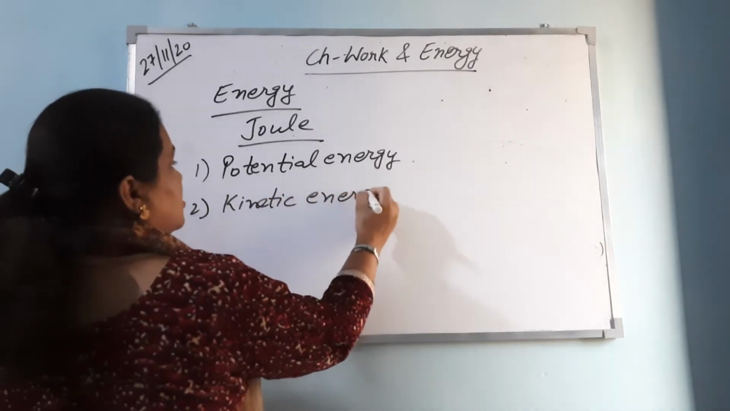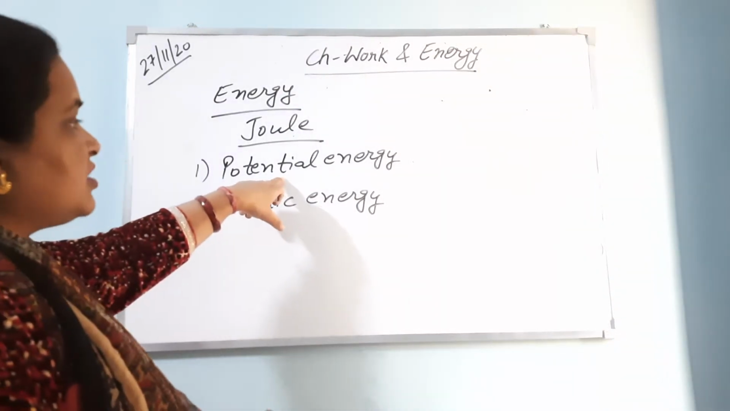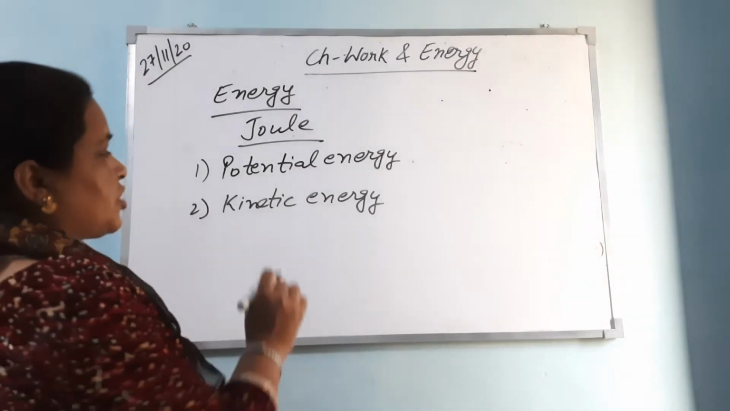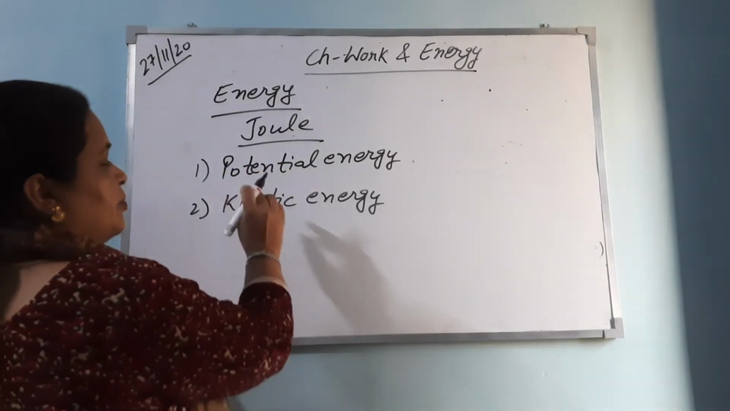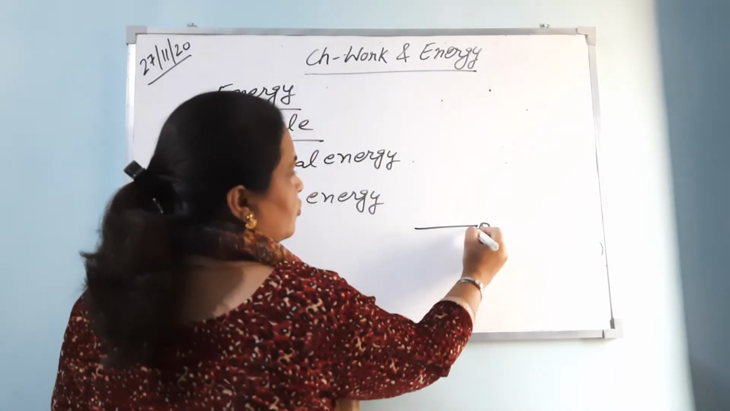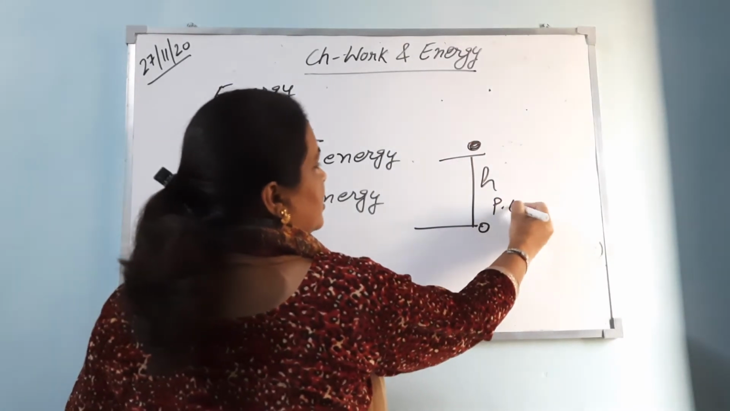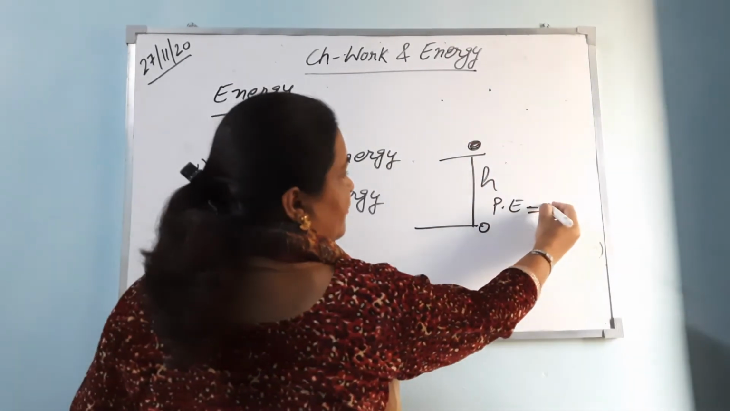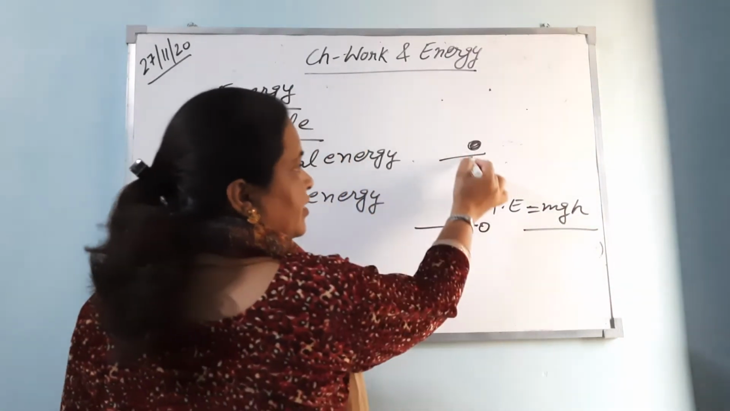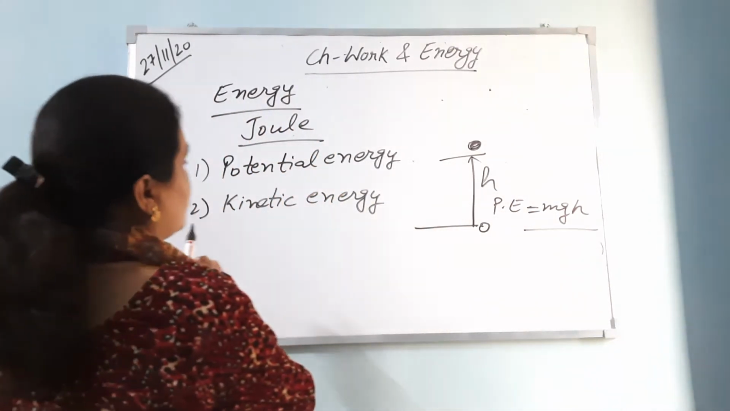The potential energy, as the name indicates, is the energy stored in a body due to change in its shape, size or configuration, or due to height. Like if a body is at the ground and you raise it to some height, this body will store potential energy, and its mathematical formula is mgh. Here h is the height up to which we have raised it, and g is the acceleration due to gravity.